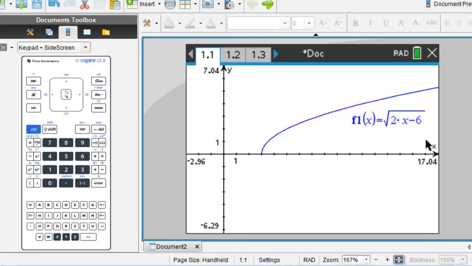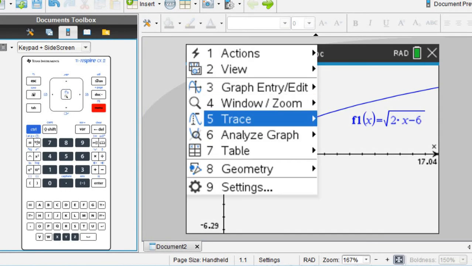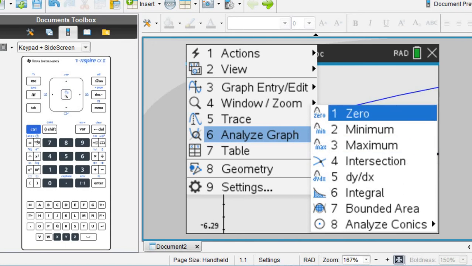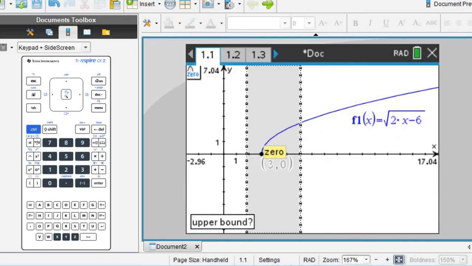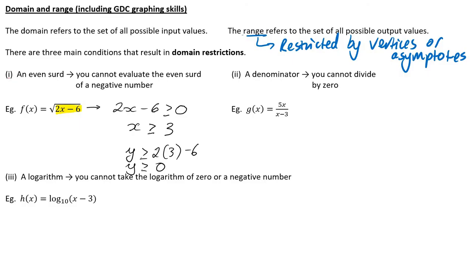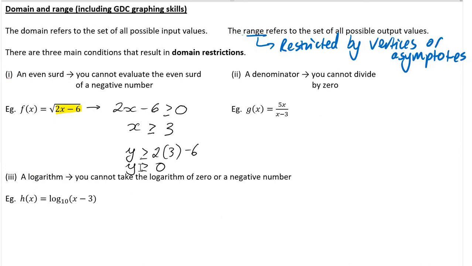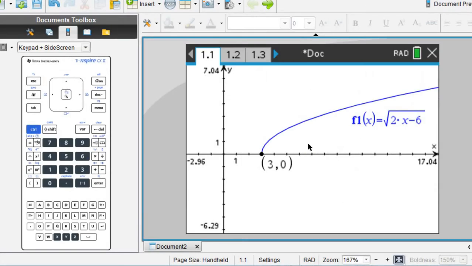Let's have a look at that on the GDC. That is what we see. This value here, if we want to know what it is, let's look at analyze graph and find a 0. So go left, right, there it is, 3. x does not exist below that value of x equals 3. The function does not exist below y equals 0. So that range restriction of y being greater than or equal to 0 is true.